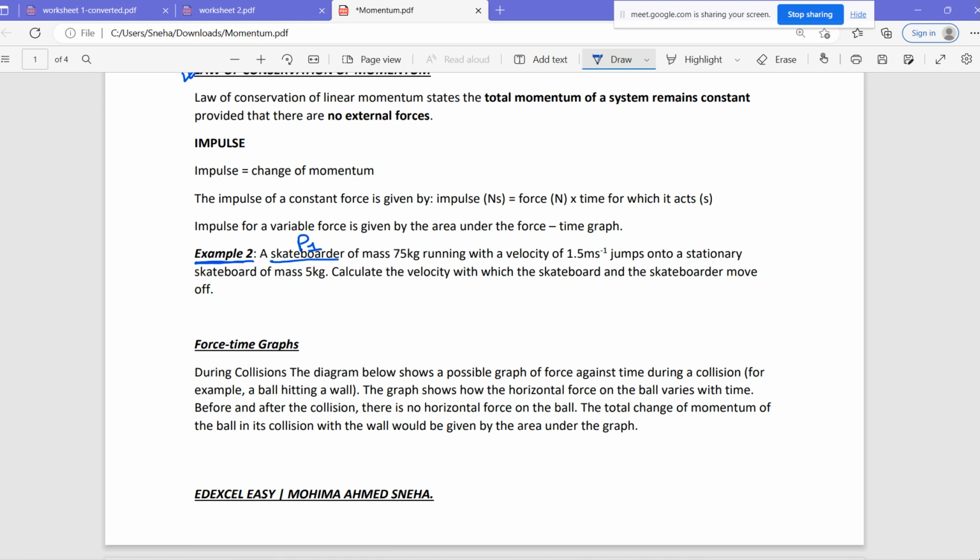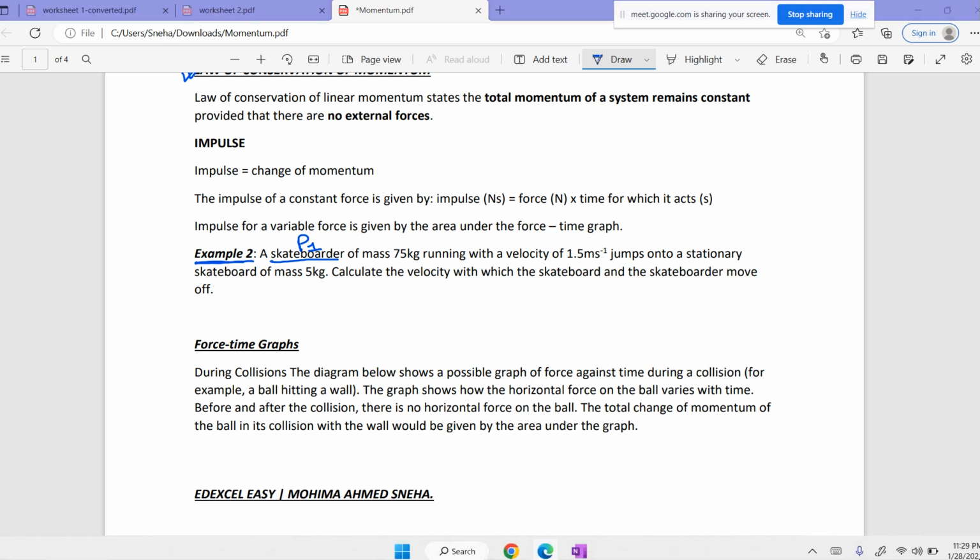So P1 has a mass of 75 and a velocity of 1.5, and the skateboard was considered to be P2, or particle 2. It was stationary, so the velocity was 0, and the mass of the skateboard was 5. After collision, as the skateboarder will be on top of the skateboard, the masses are combined together. 75 plus 5 would be 80, and they will move in the same direction with the same velocity.